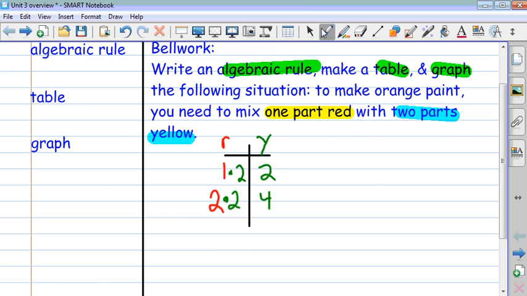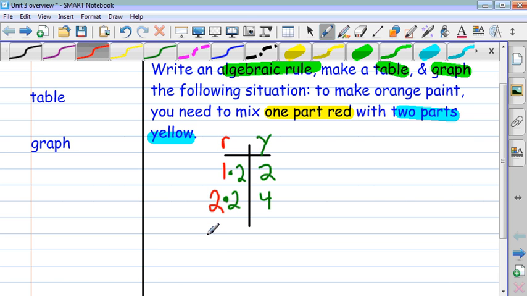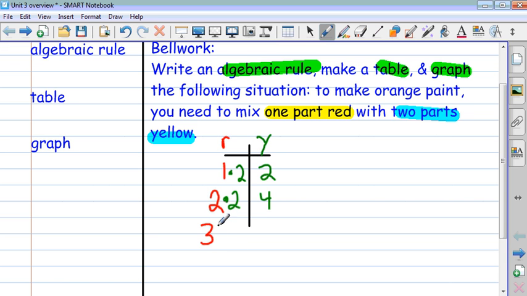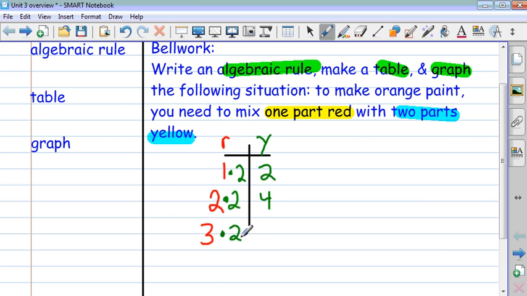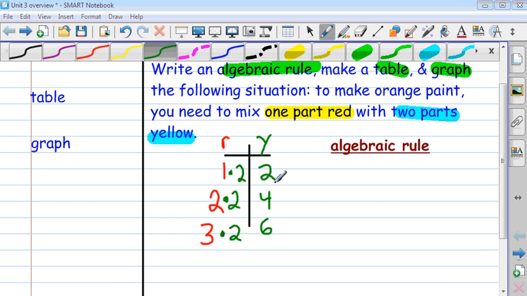Let's go over to one more number, and that number is going to be 3. So it's going to be 3 right here. I'm going to multiply it by 2. And finally, that's going to get me 6. So here's the table. Our next part is going to be the algebraic rule. Alright, so here's what we're going to do. My algebraic rule is pretty much a fancy way of me writing down my pattern.